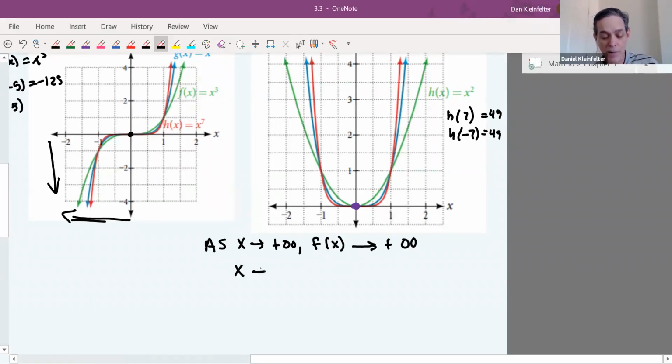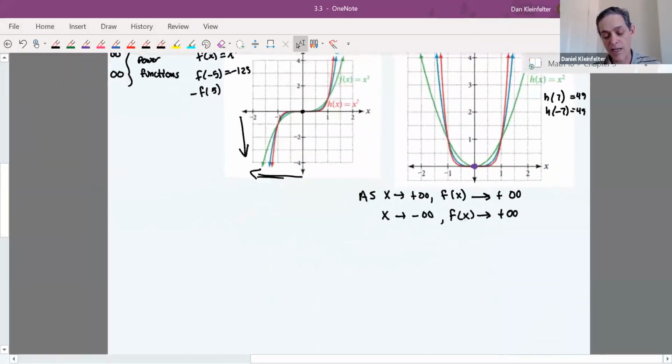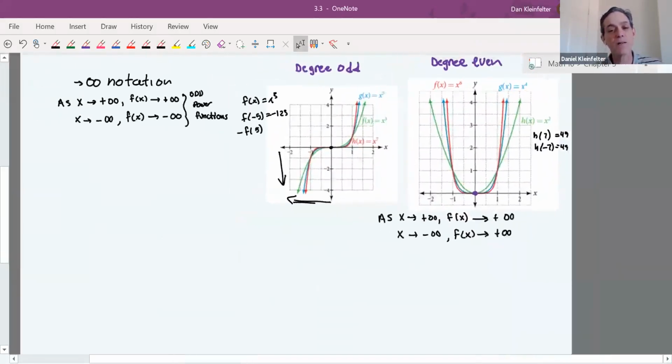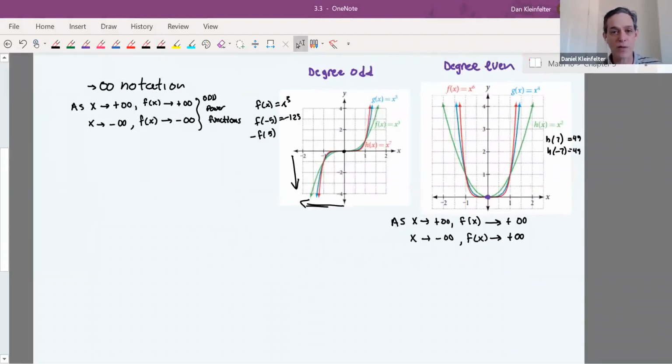as x approaches negative infinity, we're going towards the left end of the graph, the f of x's this time, they're going up. As you look, as x decreases without bound, as x gets smaller and smaller and smaller, the y values will grow towards positive infinity. Okay, so that is the arrow notation for describing the graph. We'll see some more examples of that as we proceed through this lecture.